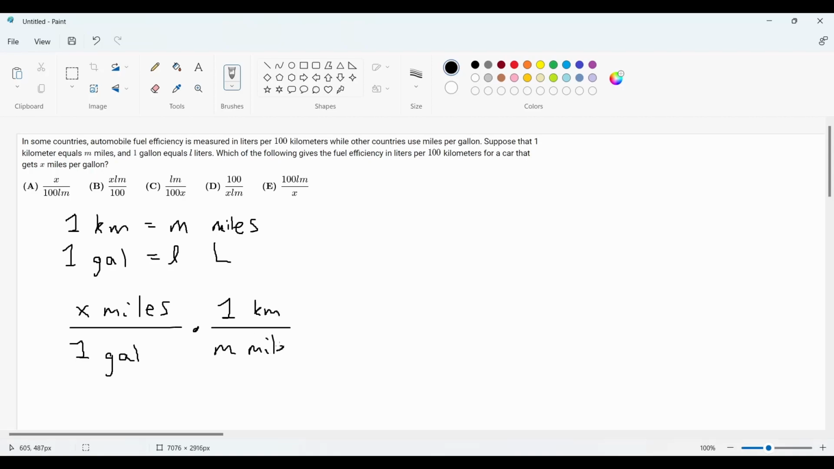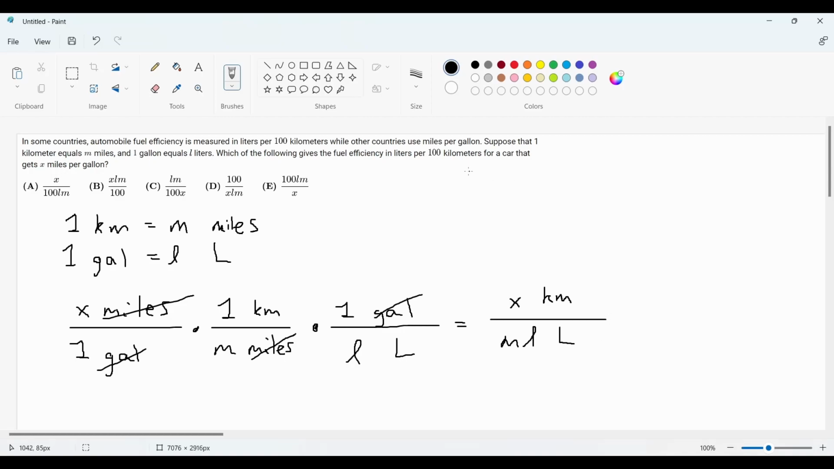Since 1 kilometer and m miles are equal to each other, multiplying by this is the same thing as multiplying by 1, but it allows these miles units to cancel out, so instead we have stuff in terms of kilometers. I'll do something similar for gallons and liters. I'll multiply by 1 gallon over L liters, and the gallons cancel out. And so now we're left with kilometers per liter. The numerator is x times 1 times 1, which is just x, and the units are kilometers. And the denominator is 1 times m times L, so it's going to be mL liters.